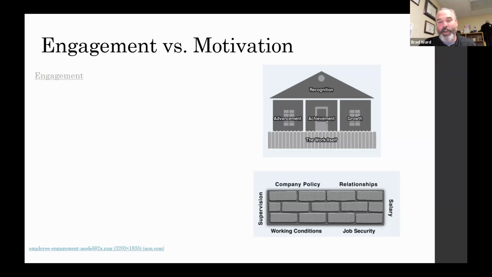I would say though, why I like Herzberg more is that you can't motivate with the foundation alone. Now they put the work in the foundation in the engagement model, so this is different than Herzberg. And I know this is a lot to take in if you haven't studied this theory.